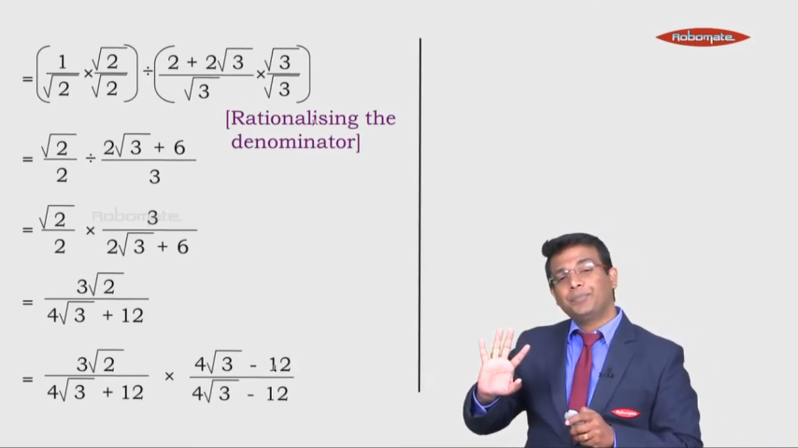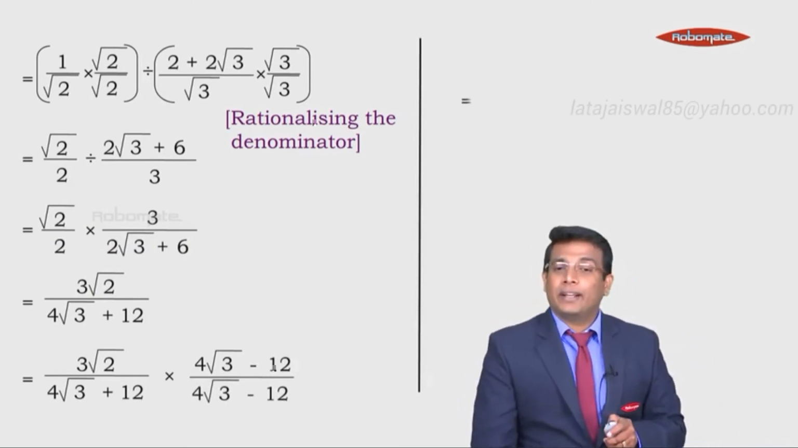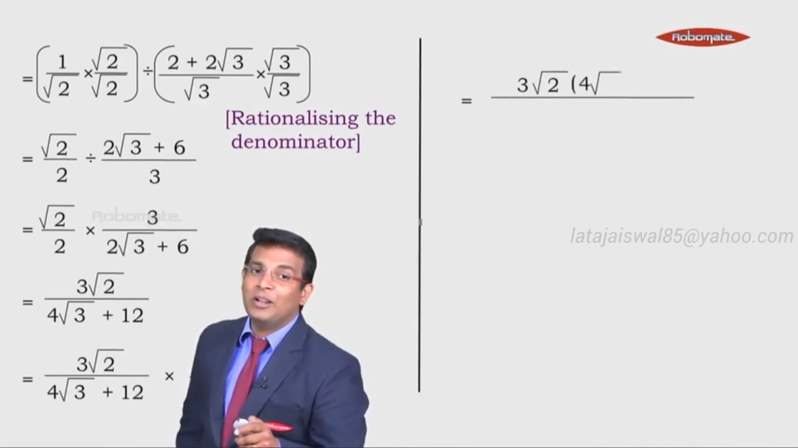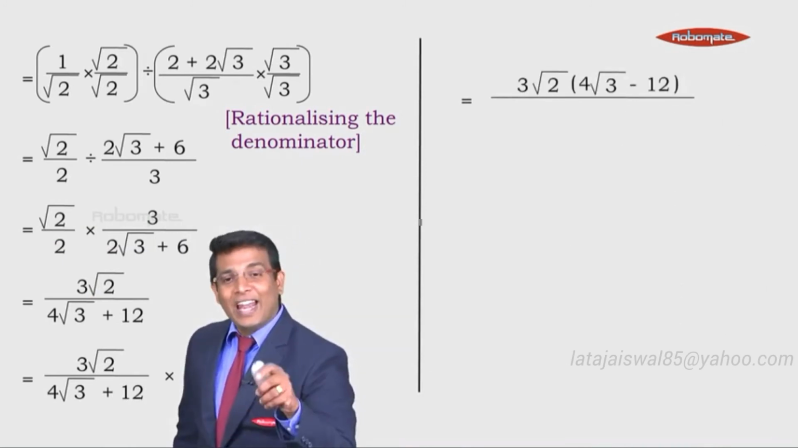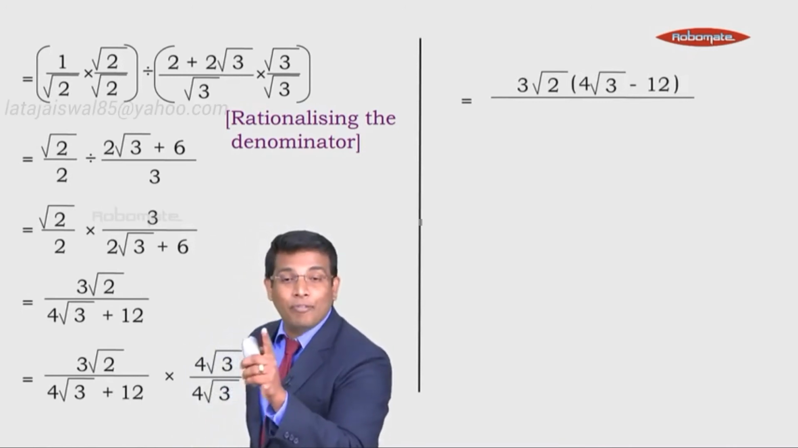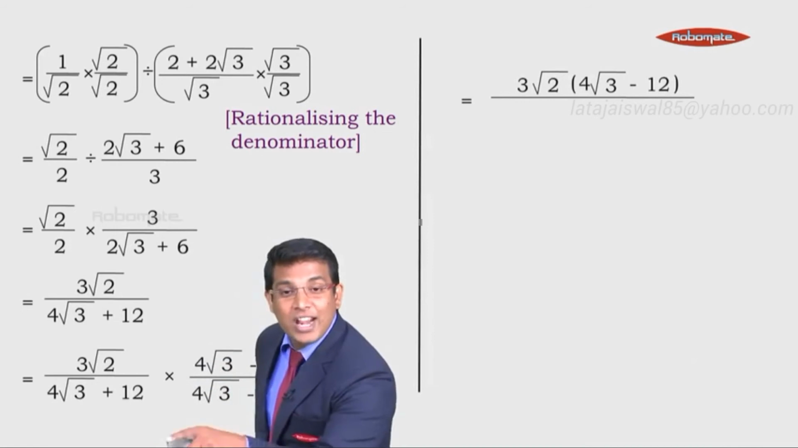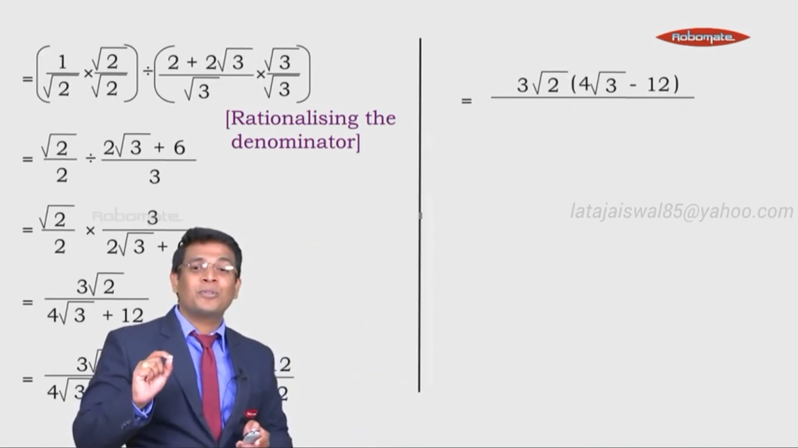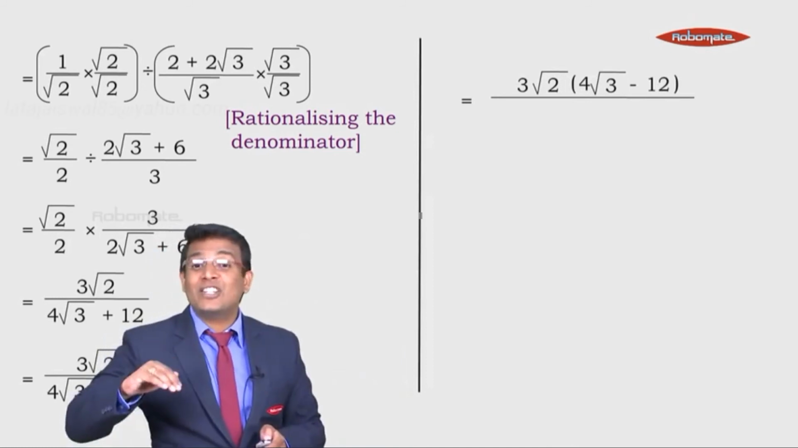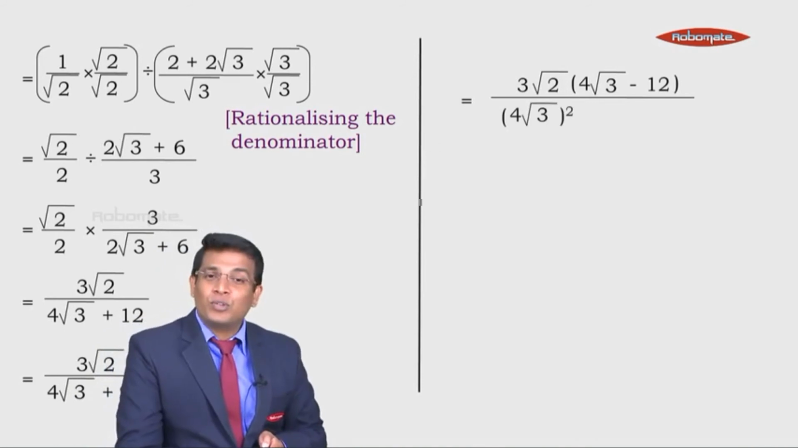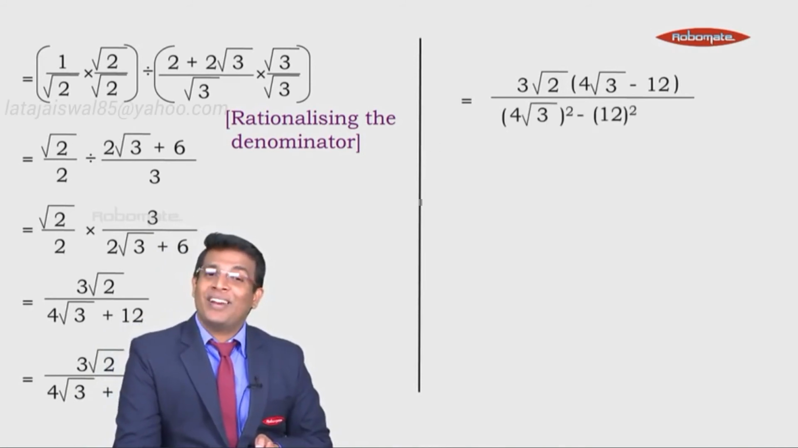Right? It's very easy. Now when you multiply that numerator, it is nothing but 3 root 2 into 4 root 3, right, minus 12, and in the denominator when you look here, we have it in the form of a plus b into a minus b, because it is 4 root 3 plus 12 into 4 root 3 minus 12. So it will be written as a square minus b square. So it will be 4 root 3 the whole square minus 12 square, right?